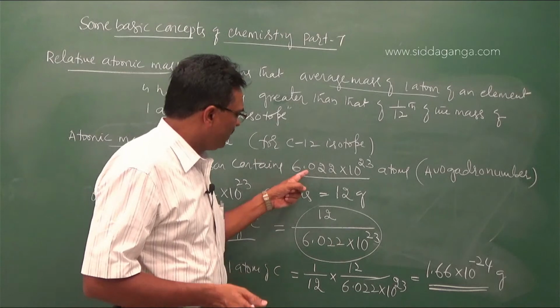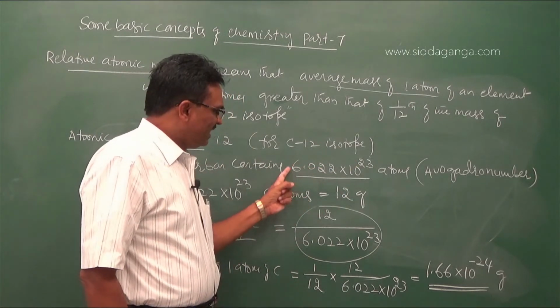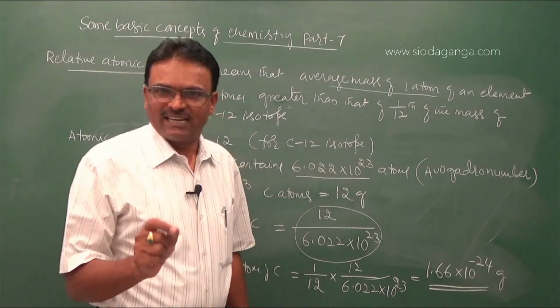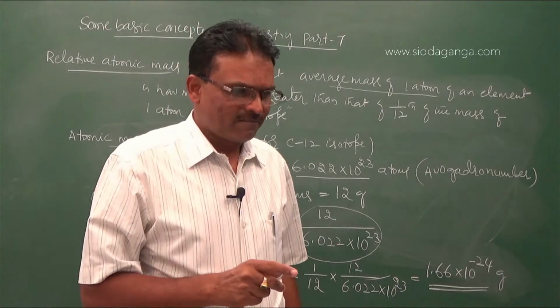Its value is found to be 6.02 into 10 power 23. So these are the number of atoms present in exactly the atomic mass of any element.